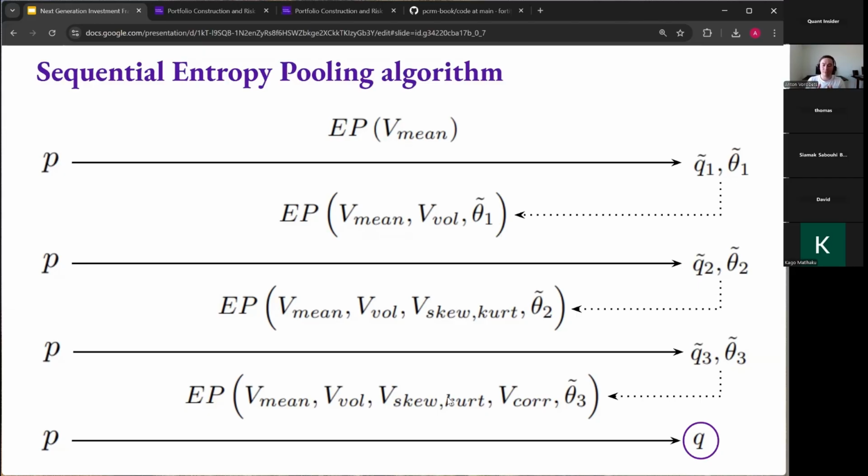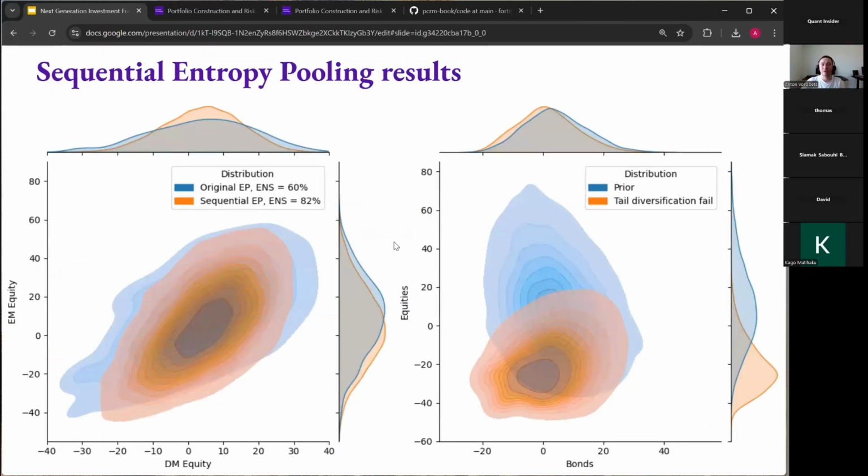It's also possible to implement views on value at risk and conditional value at risk. Value at risk is very easy. You would have it here in the first step. Conditional value at risk in full generality is very, very hard. It requires some specialized algorithms, but it is possible. It is something that we have found fast and stable algorithms for. So this is the overview of the main views, and here's just an example of sequential entropy pooling versus the original one.